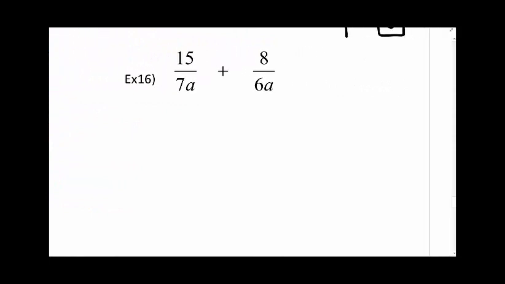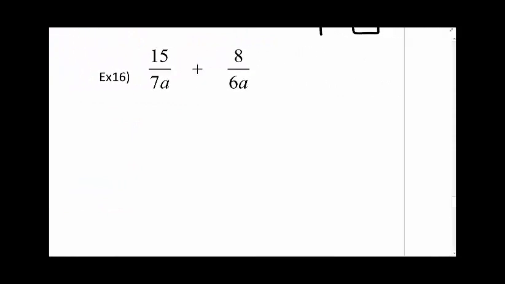Remember, anytime you need to pause, go ahead and pause. You can rewind. Go ahead and try to work something out yourself. So looking at number 16, first thing we have to do is figure out what my LCD is. These are monomials. The 7 and 6, there's nothing in common. There's no common factors of those, so we're going to multiply them together. And we do need just one A. That part already matches, but we have to keep it.